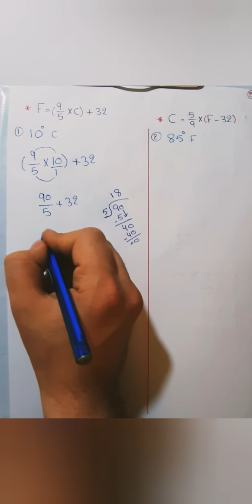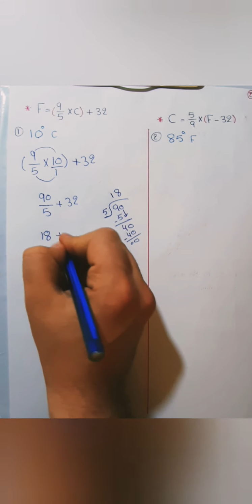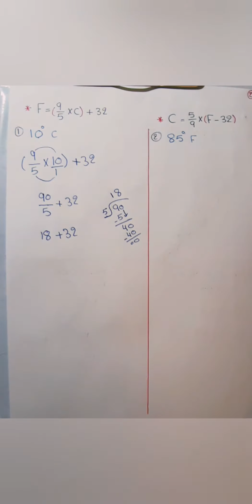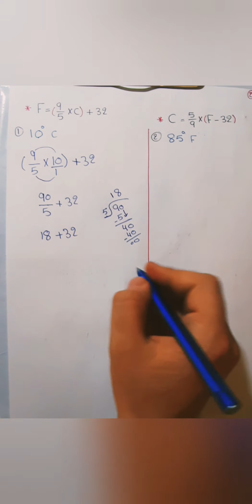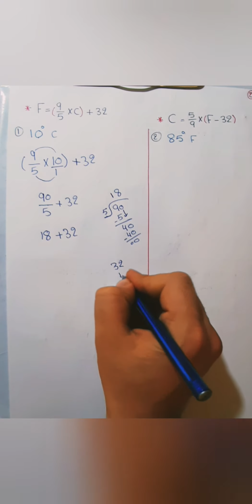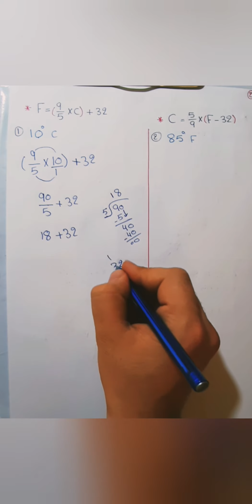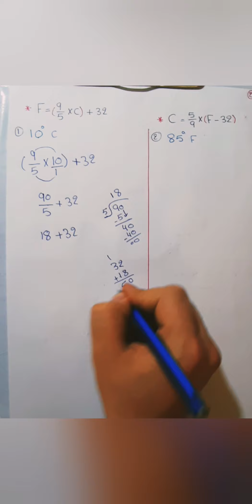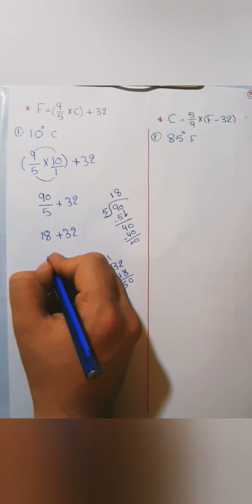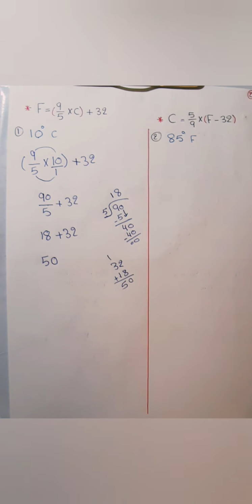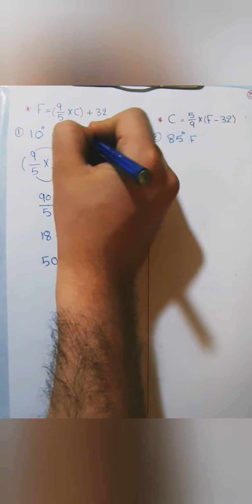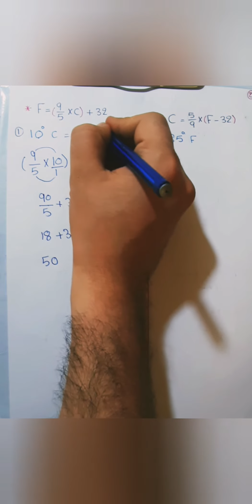90 divided by 5 equal to 18, plus 32. 18 plus 32, or 32 plus 18: 2 plus 8, 10; 1 plus 3, 4, 4 plus 1, 5, equal to 50. So 10 degrees Celsius equal to 50 degrees Fahrenheit.